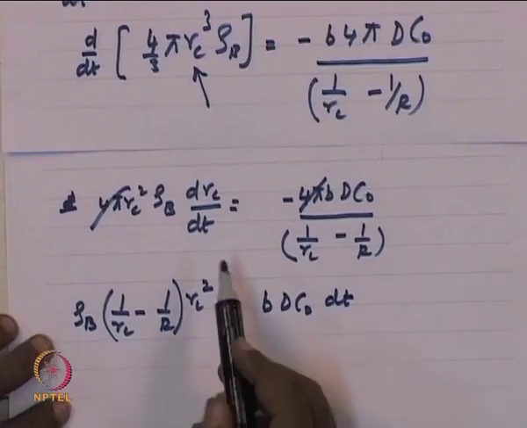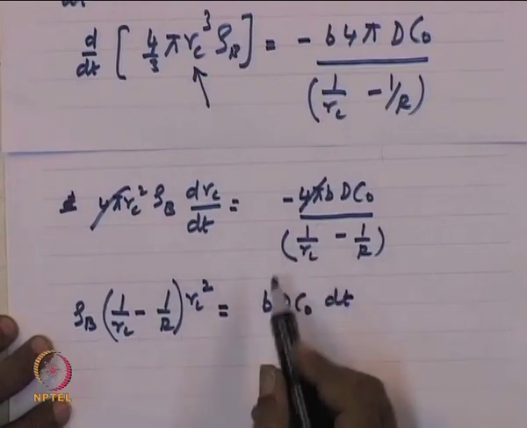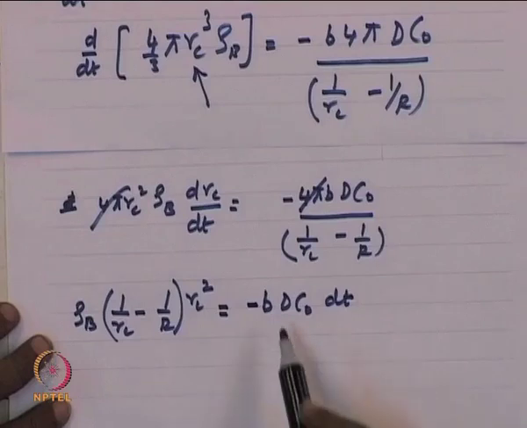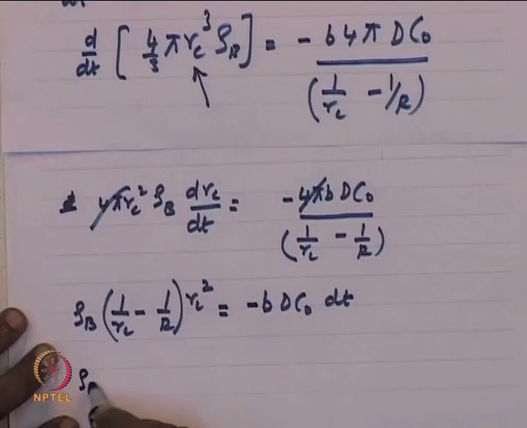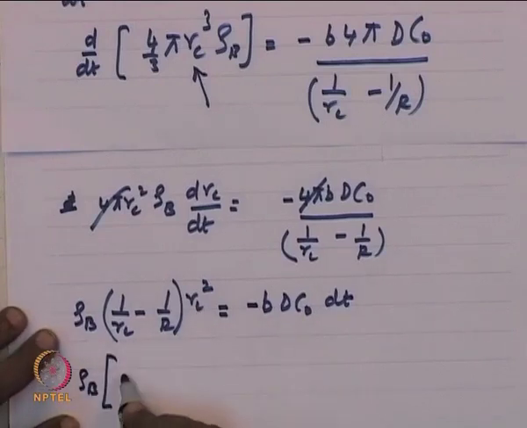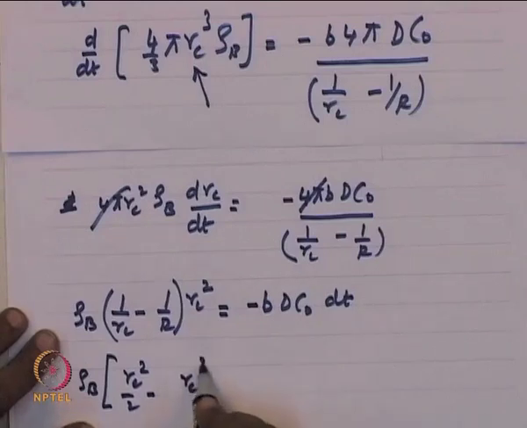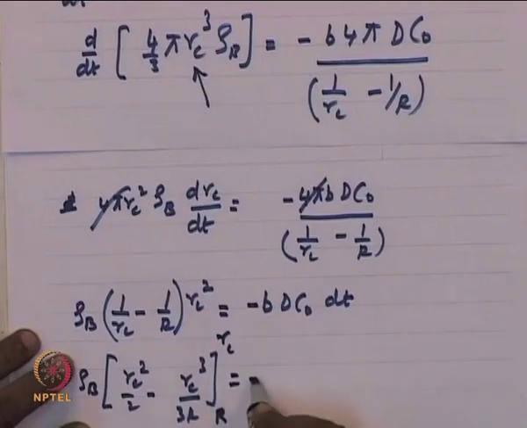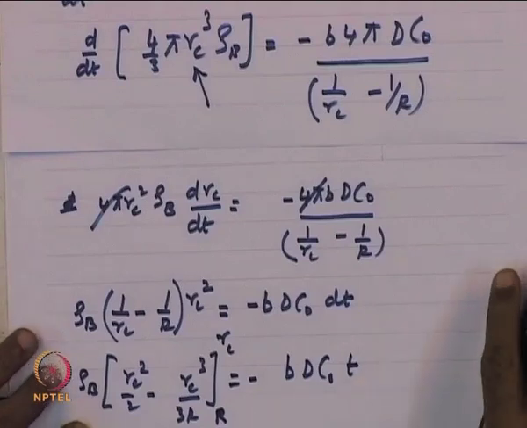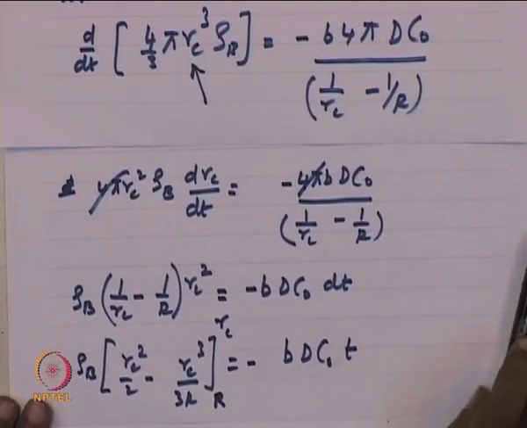Now, you have got 1 by r_c minus 1 by r, there is a minus sign, and there is a minus sign here too, I have taken all the terms. Now I can integrate. Integrating rho_B, it becomes r_c squared by 2 minus r_c cubed by 3 r. The integration is from r to r_c, equal to minus b D c naught t. Is it clear to all of you what I am saying?